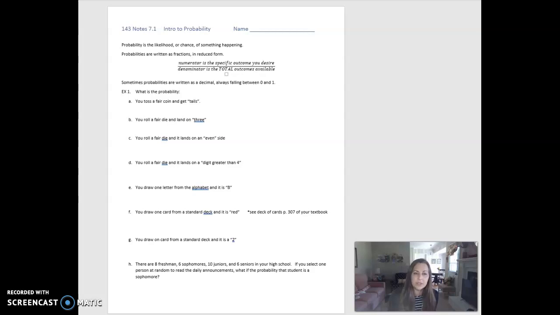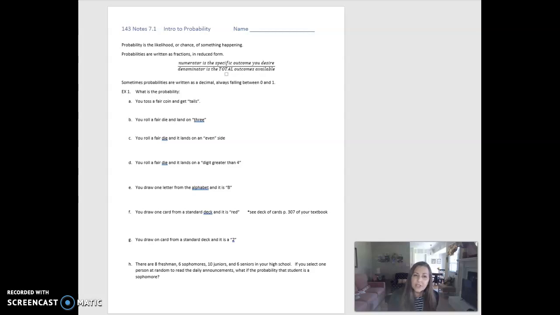Again, this is in the book, section 7.1, and it's also in Hawks, and you'll have a section of Hawks to do. Probability is the likelihood or the chance of something happening. So what is the chance that it's going to rain today? What is the probability that it's going to rain today? What is the likelihood that it's going to rain today? All of those things are the same wording.